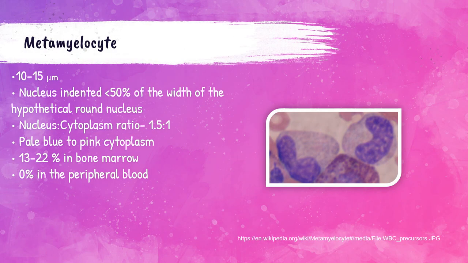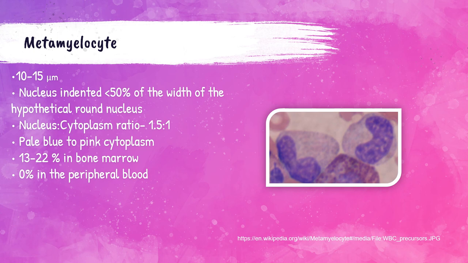The metamyelocyte, or meta, is the next cell in the maturation process of a neutrophil. The nucleus of a meta is indented less than 50% of the width of a hypothetical round nucleus. The nucleus to cytoplasm ratio is 1.5:1, so again, the nucleus is getting smaller, and the cytoplasm is going to be predominant. They can have granules. And as you can see in this picture here, the cytoplasm is really starting to look like a mature neutrophil. Now, the characteristic feature of this cell is the nucleus.